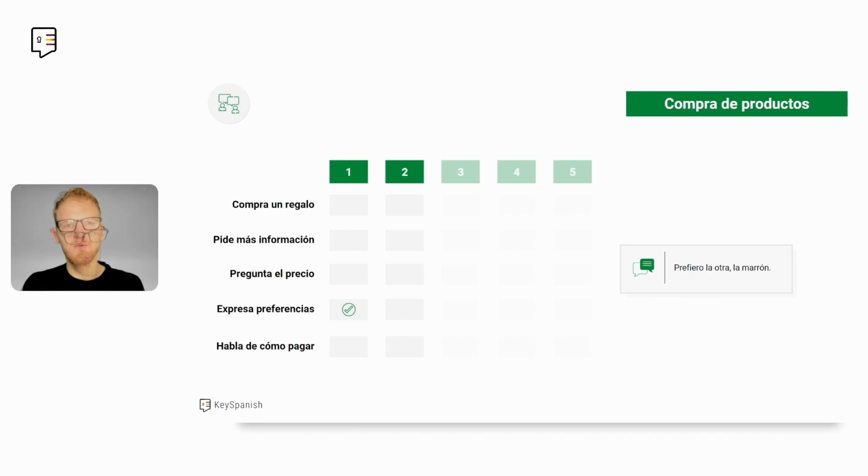What functions are being performed here? Just one. Okay, now she is asking for more information. Pide más información. She asks, ¿cuántas puedo tomar al día? Because remember, they are in a pharmacy, so asking for some pills. And then ask, how many can she take every day? ¿Cuántas puedo tomar al día? So that's a way of asking for more info.